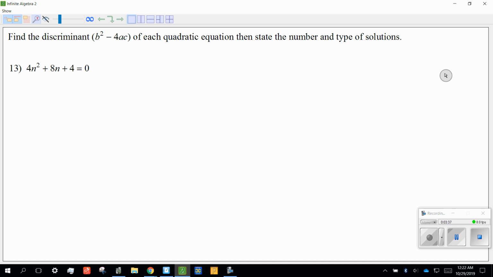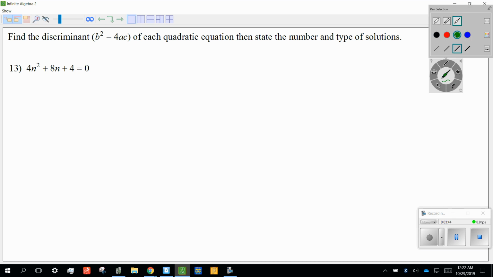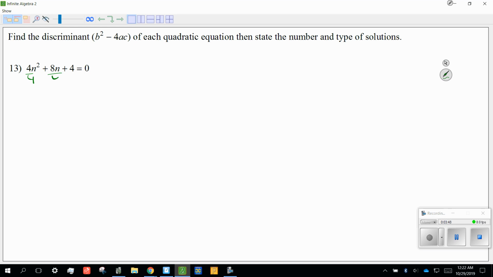Alright, let's go to this one. On this one we have a couple options, but one of them would be just to divide this whole thing by 4. But remember, that doesn't change our zeros, and it doesn't change the type of solutions we have. So we could end up with n squared plus 2n plus 1 is equal to 0. And that just makes our discriminant smaller and easier to work with.